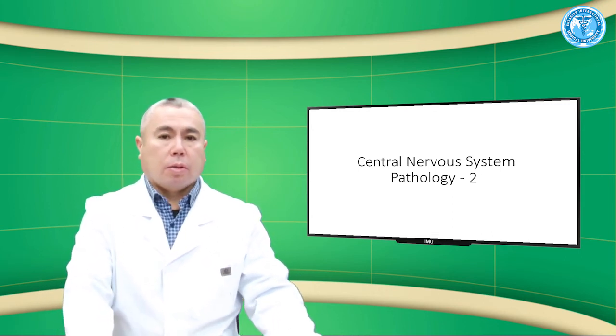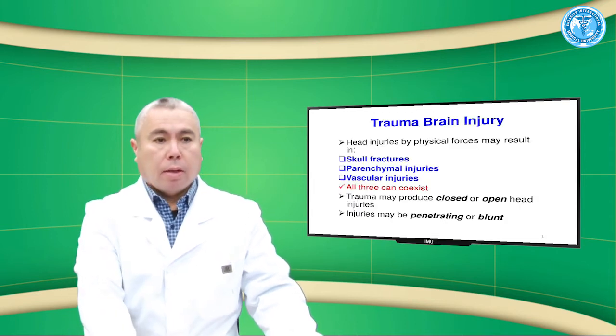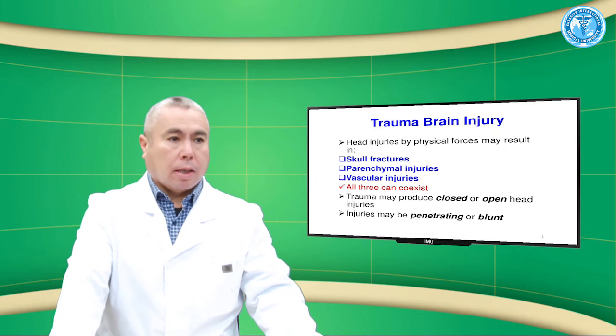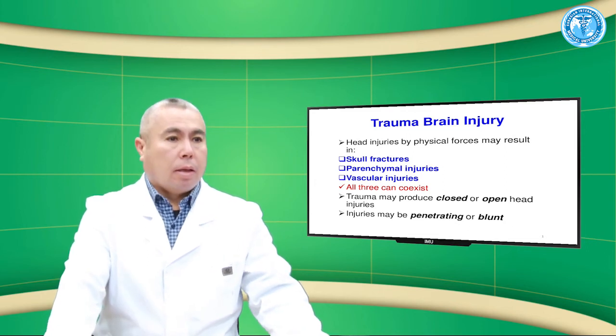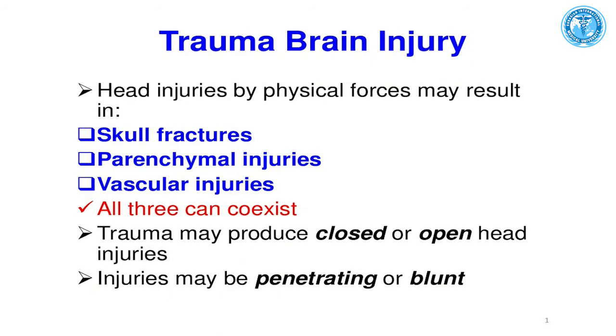Today in this lecture we will discuss trauma of the brain and trauma of the skull. Head injuries by physical forces may result in skull fractures, parenchymal injuries, and vascular injuries. All three can coexist. Trauma may produce closed or open head injuries. Injuries may be penetrating or blunt.